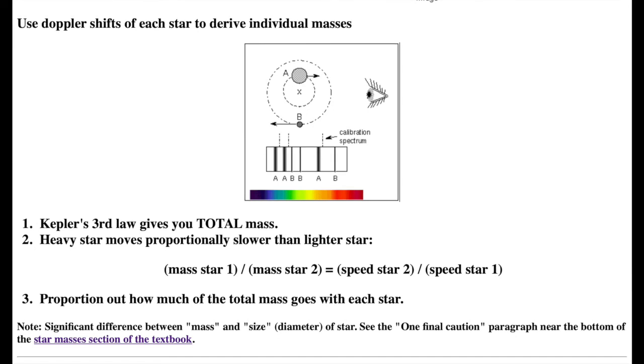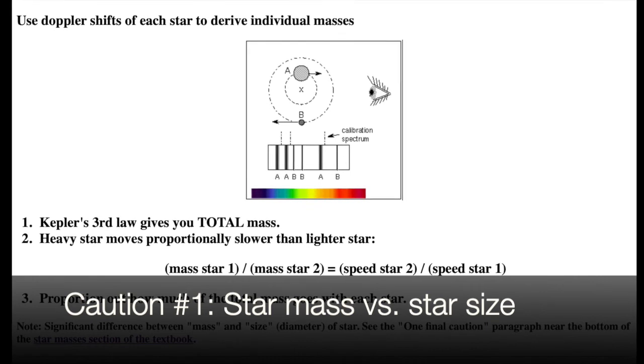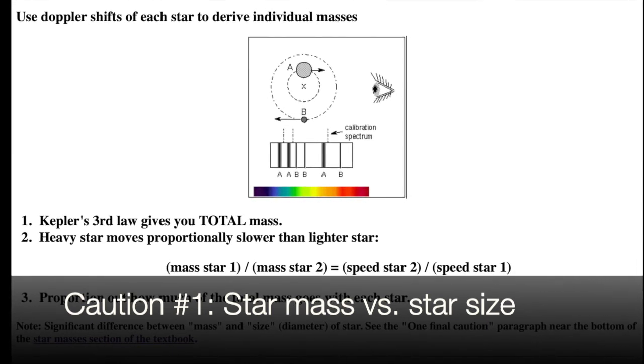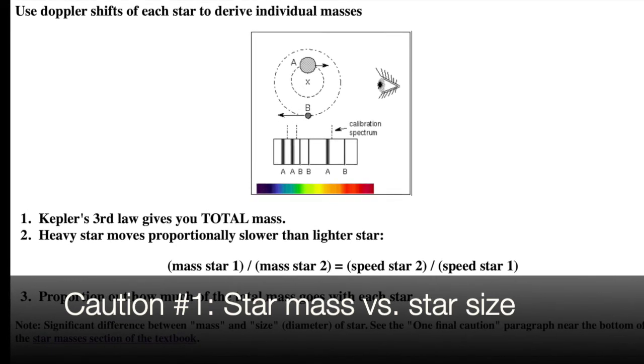There are two caution paragraphs in the star mass section of the textbook. Pay attention to them. One is to remember the distinction between star size, the diameter, and the star's mass. A star's mass is not necessarily related to its size.